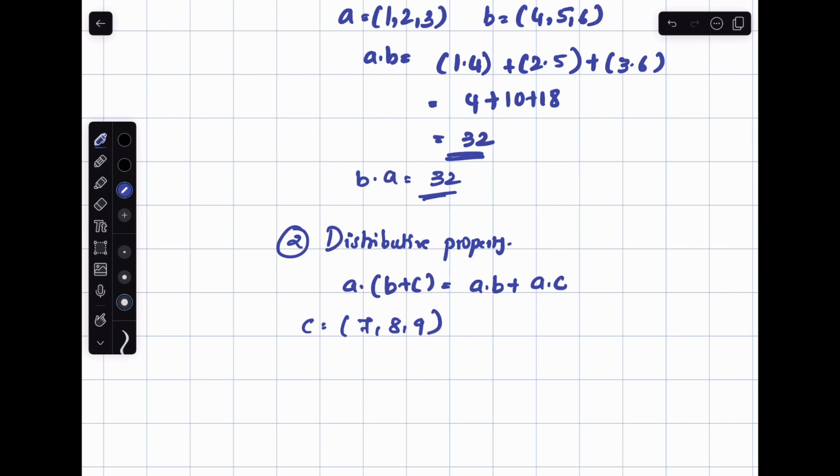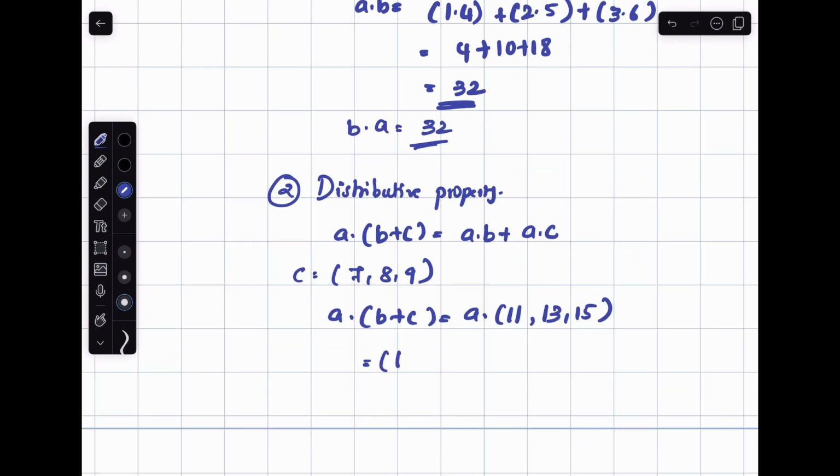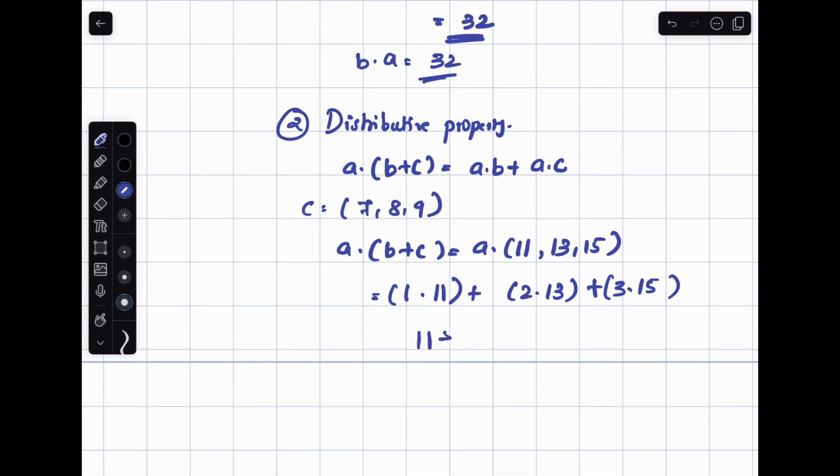So I have to do a · (b + c). It is a · (11, 13, 15). I'm writing it directly since I know what b + c is; you can do it stepwise, you just have to add the two vectors b and c. Now the vector a is (1, 2, 3), so I'll multiply 1×11, 2×13, 3×15. I'll get 11, 26 and 45, so the total will be 82.